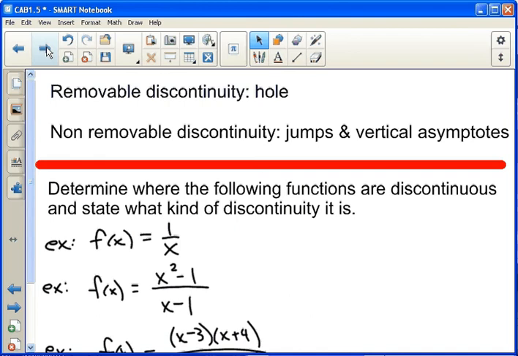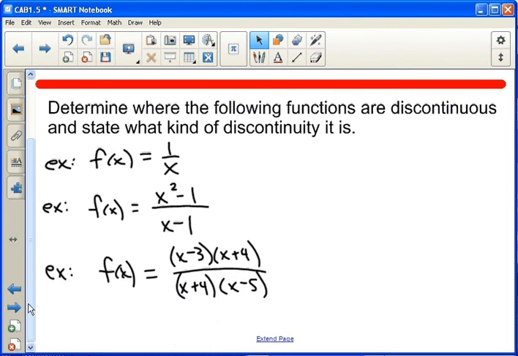So if we look here, we've got some examples where I want you just to be able to look at the equation and determine if it has a removable or non-removable discontinuity and where. Well, I'll go ahead and tell you, it turns out to be real simple to figure out the difference between the two. If you can cancel it out, it's removable. If you can't, it's non-removable. And you'll see what I mean in just a moment. So let's look at the first example.